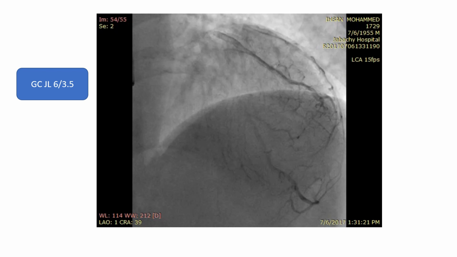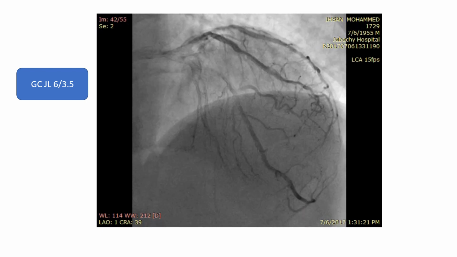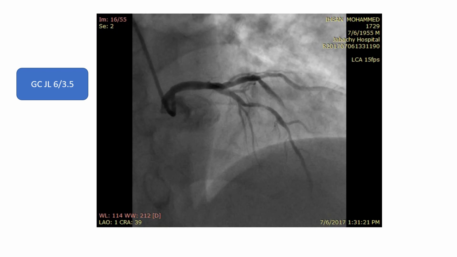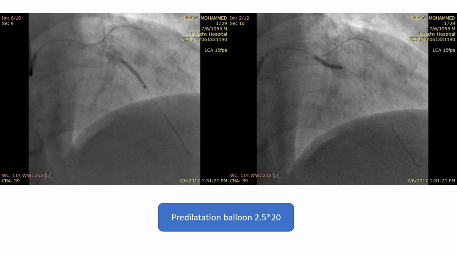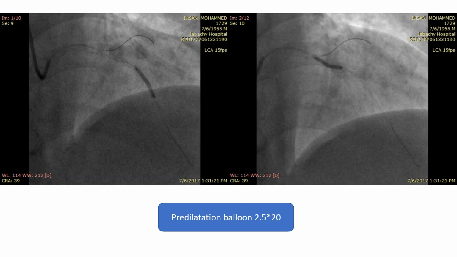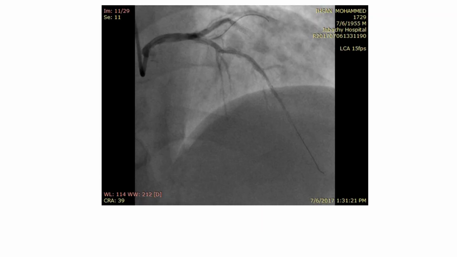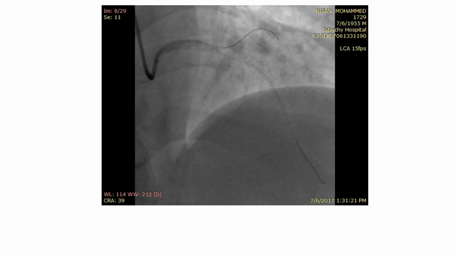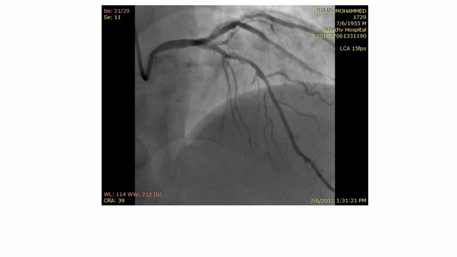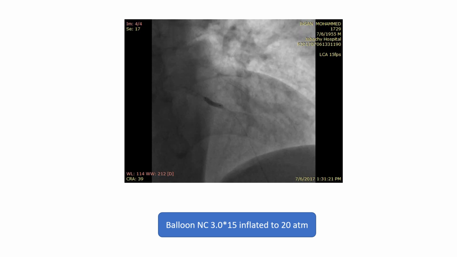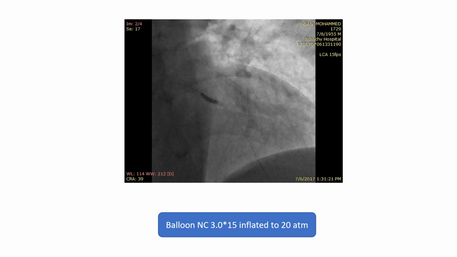We failed to cross the diagonal, so we went on for stenting of the LAD, and we can see a stent in the circumflex. The LAD was pre-dilated. We can see a bend in the balloon at the mid part of the LAD. After dilatation, dissection is evident as expected. A stent could not be delivered to this LAD lesion. So further, multiple inflations were done with a larger balloon, 3 by 15 NC, inflated to a higher pressure.